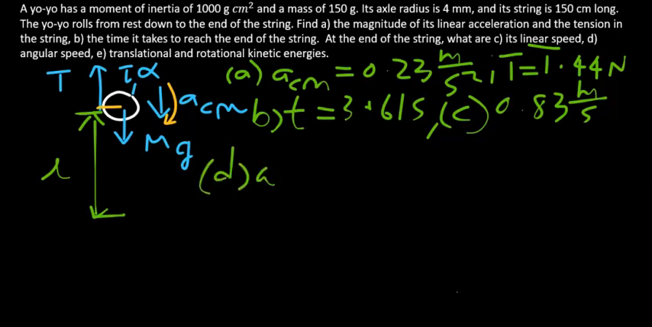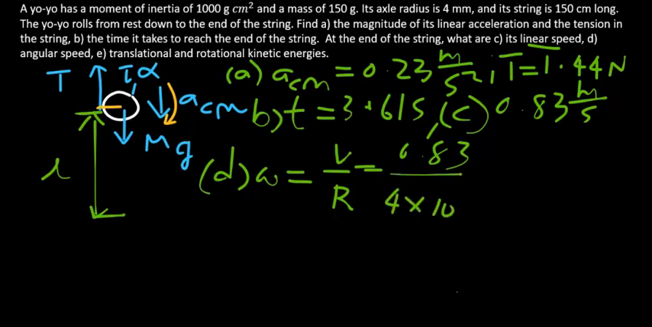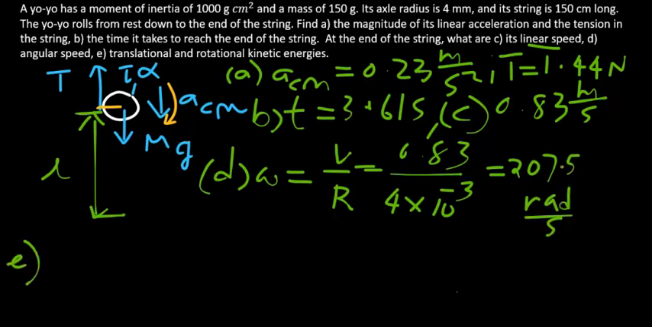Part D, what about the angular speed? Angular speed omega equals the linear speed we have determined in part C over the radius. So 0.83, and the radius is 4 millimeters, so 4 times 10 to the power minus 3 meters. And that's going to be 207.5 radians per second.